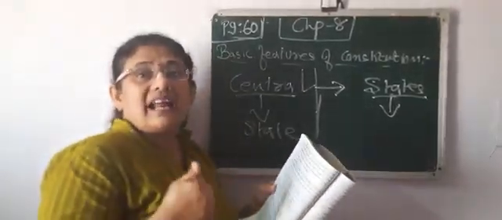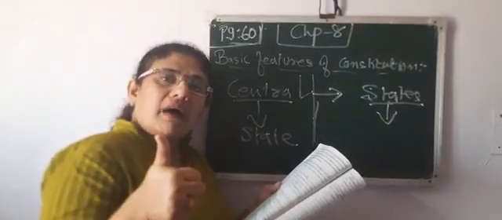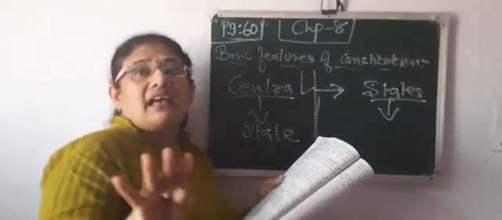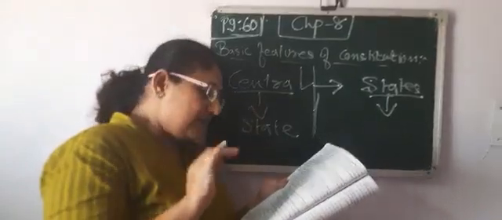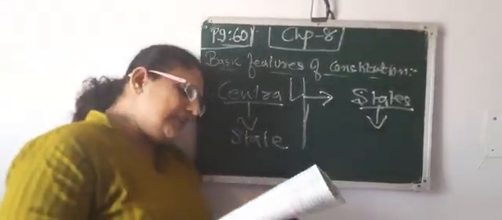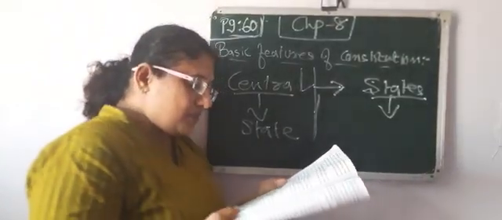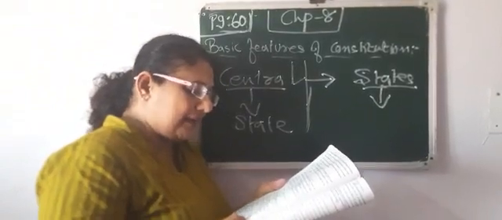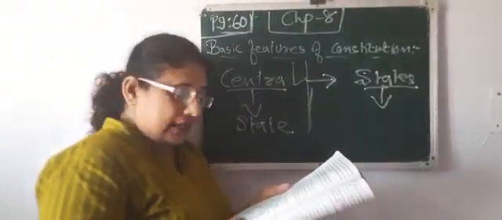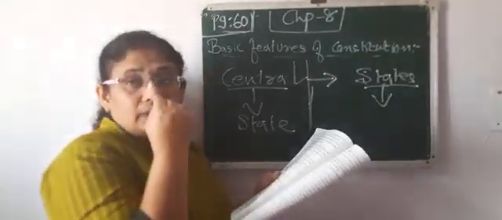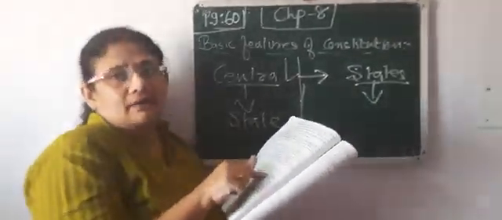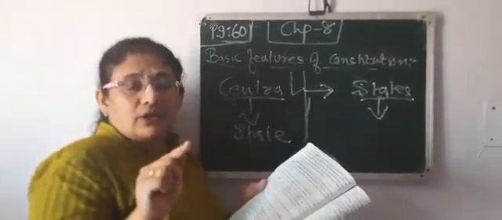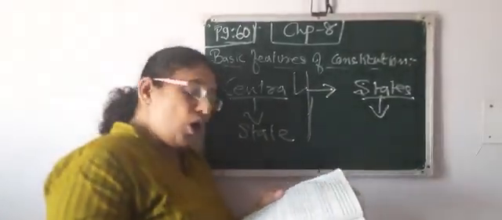In the union list there are 97 subjects, means whatever the power, those 97 powers will be given to the union list, in which the state has to comply with and compromise with the union government. Now the union list comprises 97 subjects of national importance like defense, foreign affairs, atomic energy, banking, railways, communication, post and telegraph. Means for all these matters, only the central government will take all the major decisions.